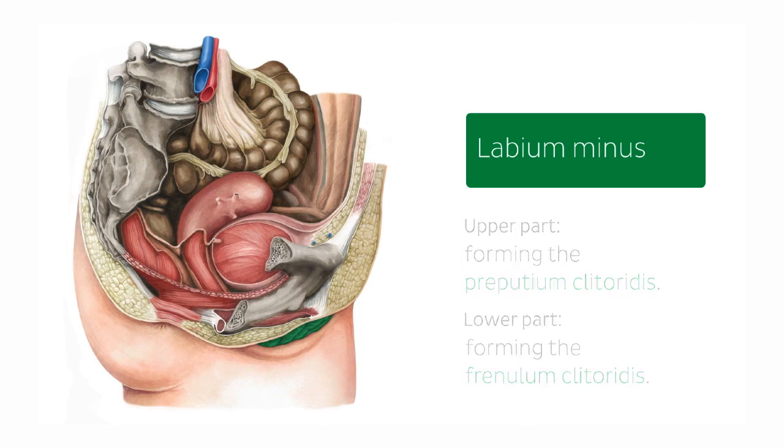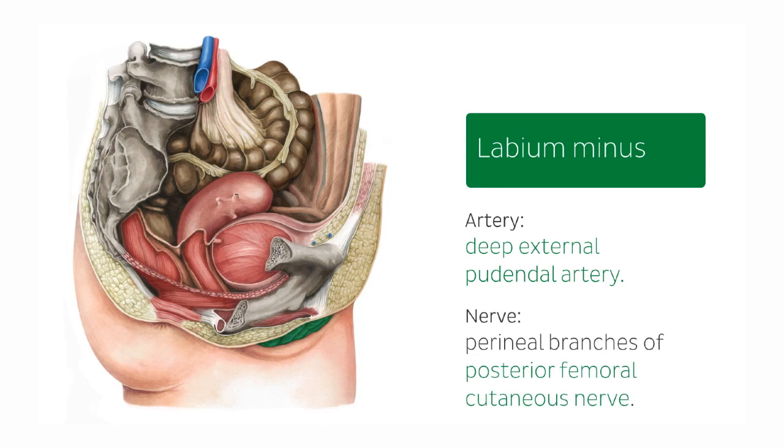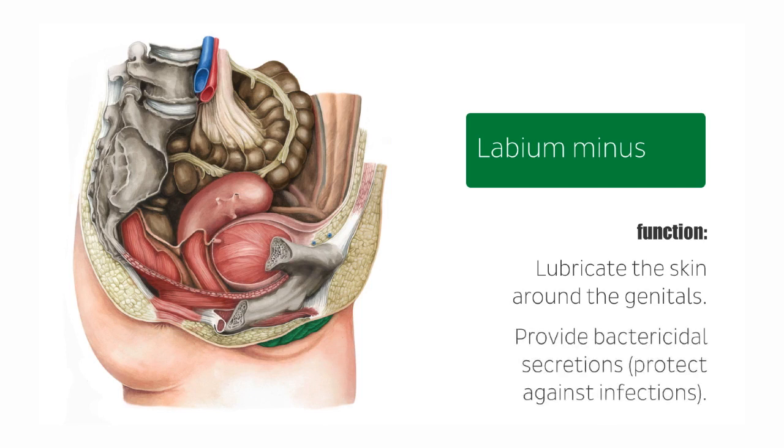Now, the labia minora also will have an artery that is related to it, and this is the deep external pudendal artery. And also an associated nerve, which will be then the perineal branches of the posterior femoral cutaneous nerve. And as we mentioned for the labia majora, there is also a function associated to the labia minora. The main function of the labia minora is to lubricate the skin around the genitals and provide bactericidal secretions to help protect against infections.